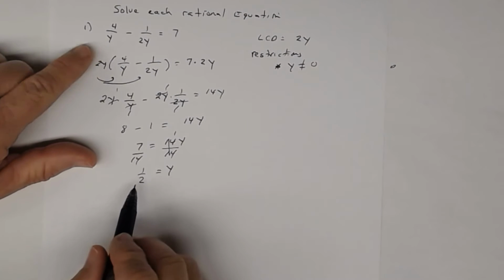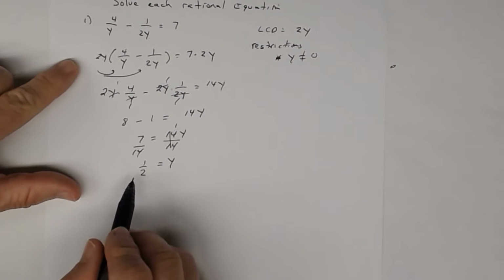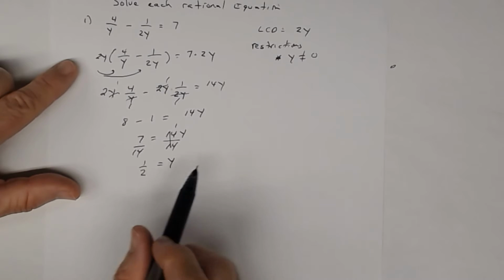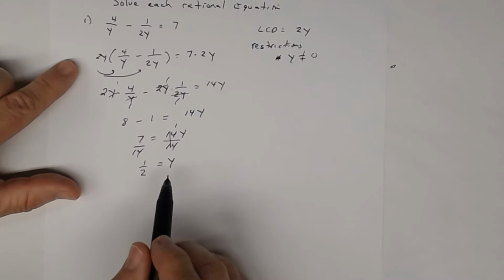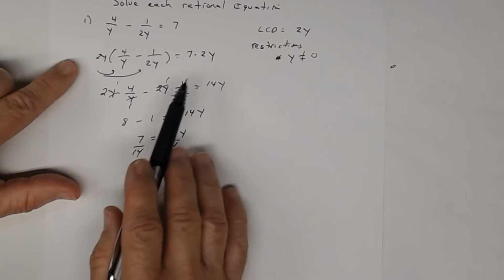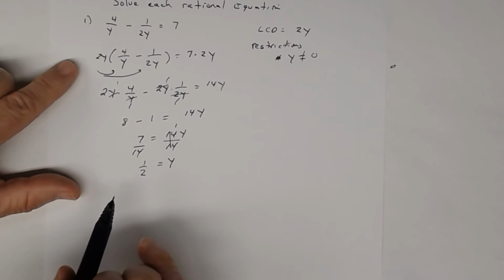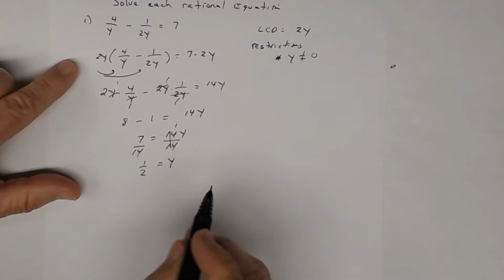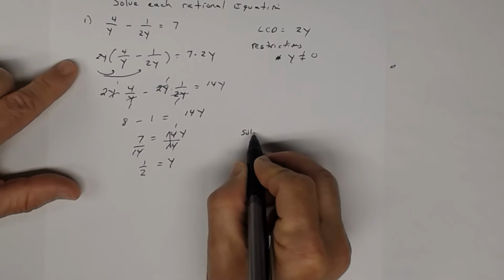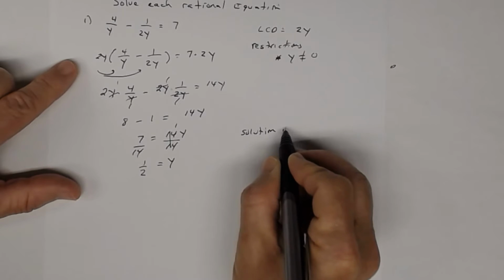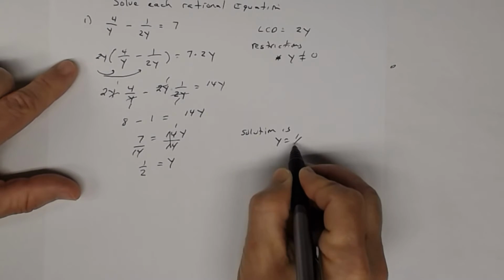So you got to ask yourself, is this proposed solution a restriction? And the answer is no. So if I did all this work correct, then this is my solution. So I would say the solution is y equal 1/2.